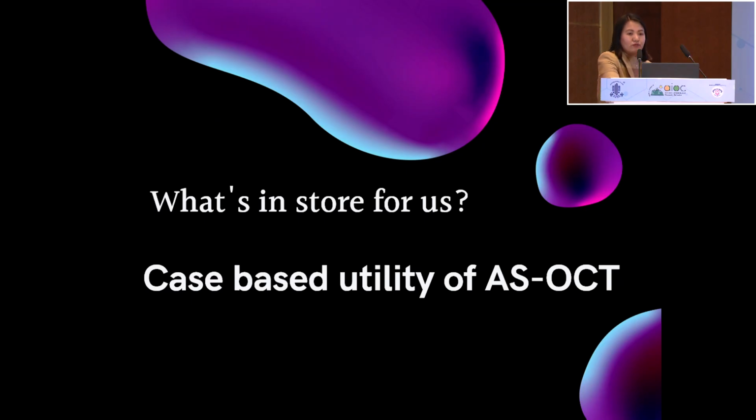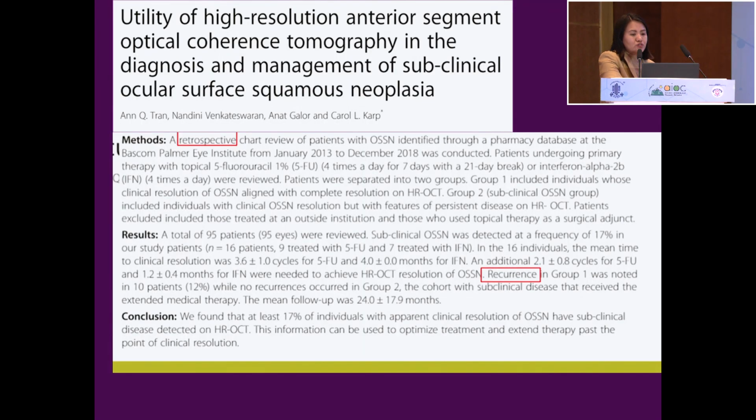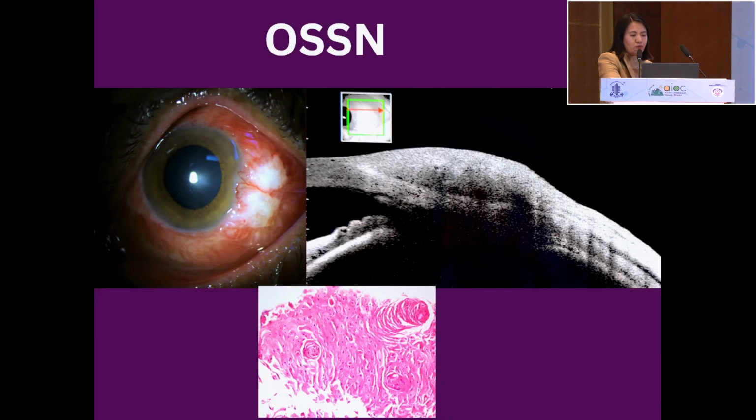So what's in store for us as a cornea surgeon? This article by Professor Carol Cupp has shown that even in patients of OSSN, where clinically there seemed to be a recession or complete resolution of the OSSN, 17% of the patients still had subclinical OSSN, which was detected on high resolution OCT. So that actually tells us about the importance of OCT.